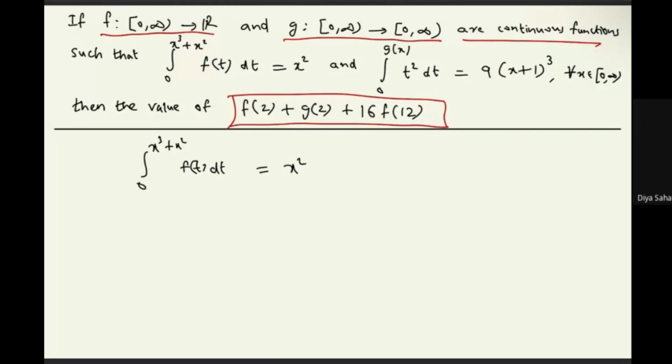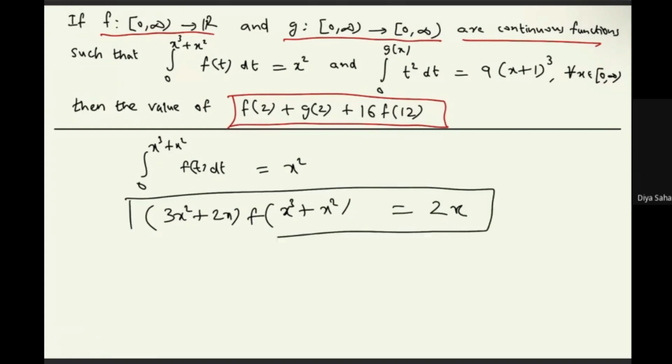We can differentiate both sides. And we know how to differentiate this kind of thing, right? So I can take the derivative on both sides. By the previous formula, you're going to get the derivative of x cube plus x square, which is 3x square plus 2x, times f of x cube plus x square, minus 0. There won't be any other term, equal to 2x. This is the equation you get when you differentiate both sides. Now you got some information on f.